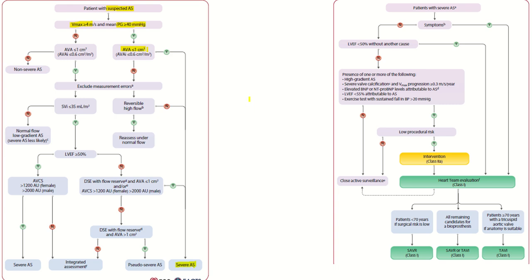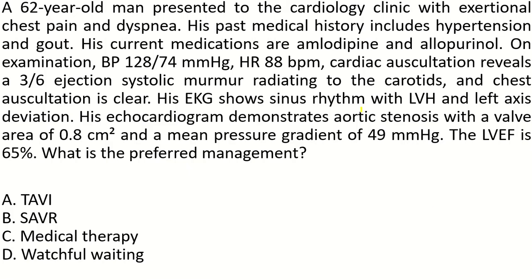The next step is how to manage it. Patients with severe aortic stenosis in the presence of symptoms require evaluation by the heart team regarding change of the aortic valve, either through surgical aortic valve replacement or transcatheter aortic valve implantation. For instance, if this patient has a younger age and low risk profile, therefore surgical aortic valve replacement will be the best option.